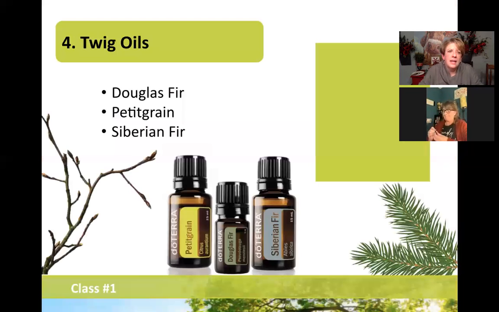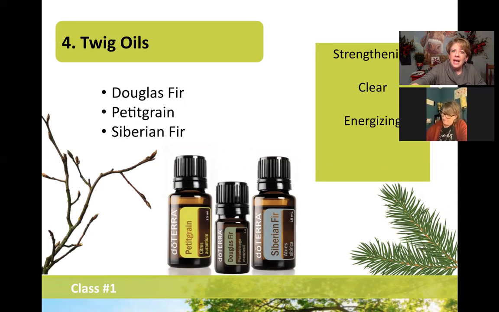Okay, next are our twig oils, so the branches of the tree. And those are things like Douglas fir, Siberian fir, and petitgrain. These oils are strengthening, like the twig or the branch of a tree, clear, energizing, and active. That's funny. You don't think of a twig as being active. But we're going to talk on this category about Siberian fir.